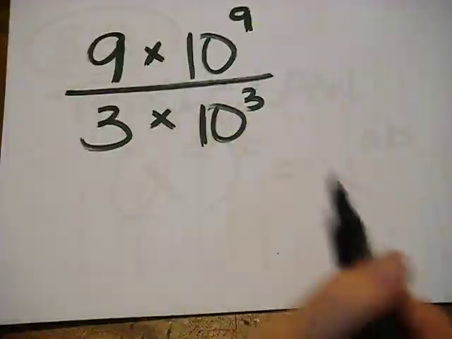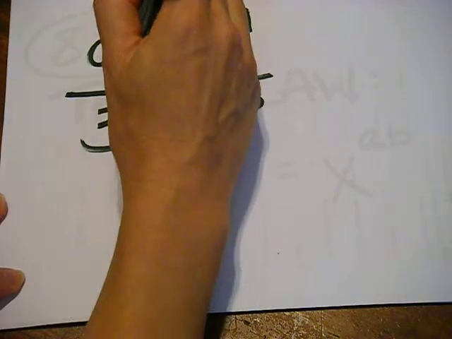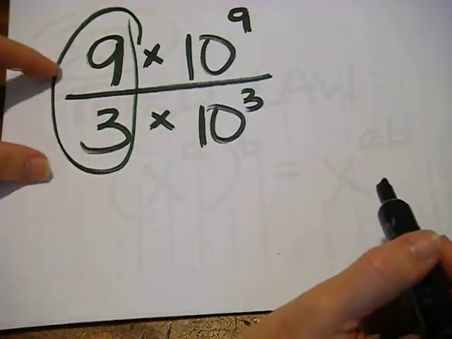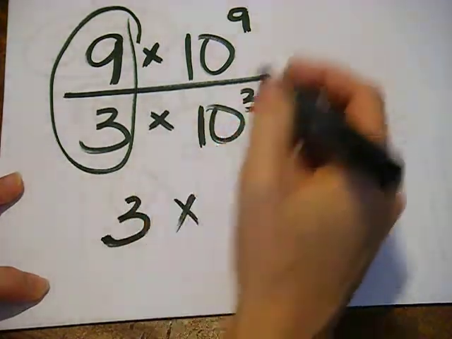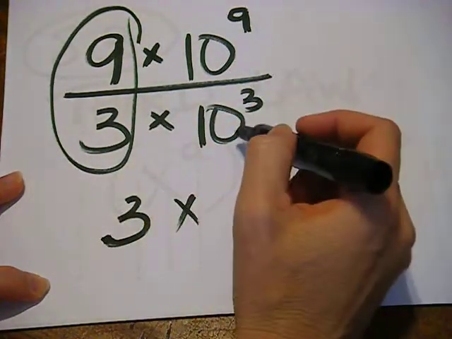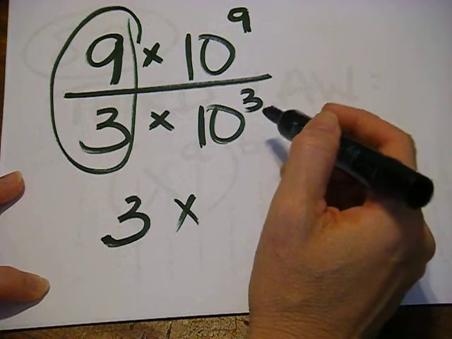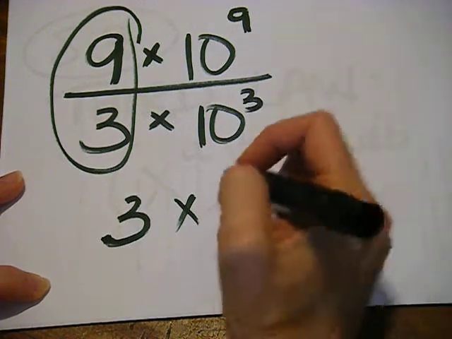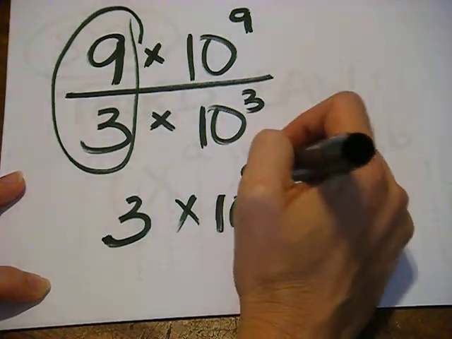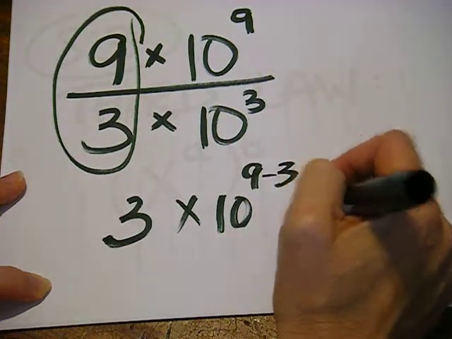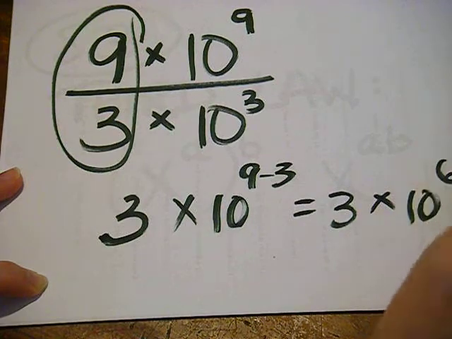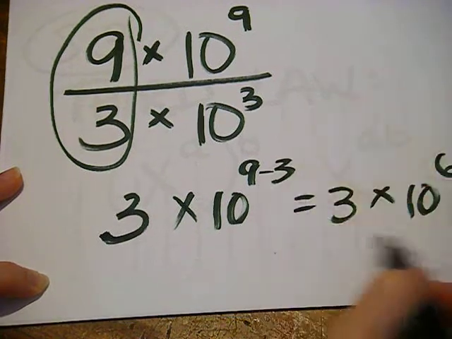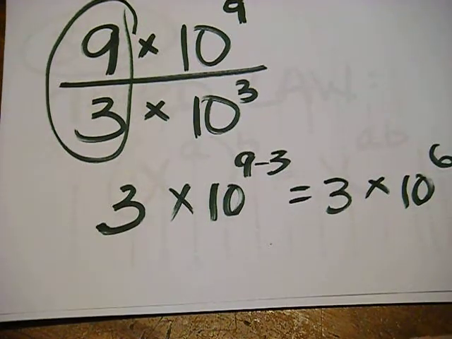I should have given you this example first, because this one's a little bit easier. You just do the 9 divided by the 3, which gives you 3. Then you're going to do 10 to the 9th divided by 10 cubed, or 10 to the 9 minus 3, excuse me, which would be 3 times 10 to the 6th. And because this is in proper scientific notation form, you're done at that point.